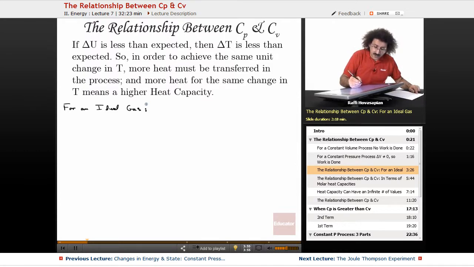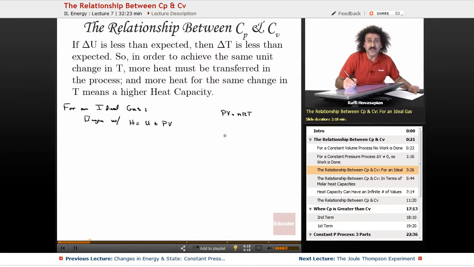Let's begin with the definition of enthalpy. The enthalpy is equal to the energy plus PV. Well, for an ideal gas, we know that PV equals nRT, so we can substitute that in, and we get that H equals U plus nRT.